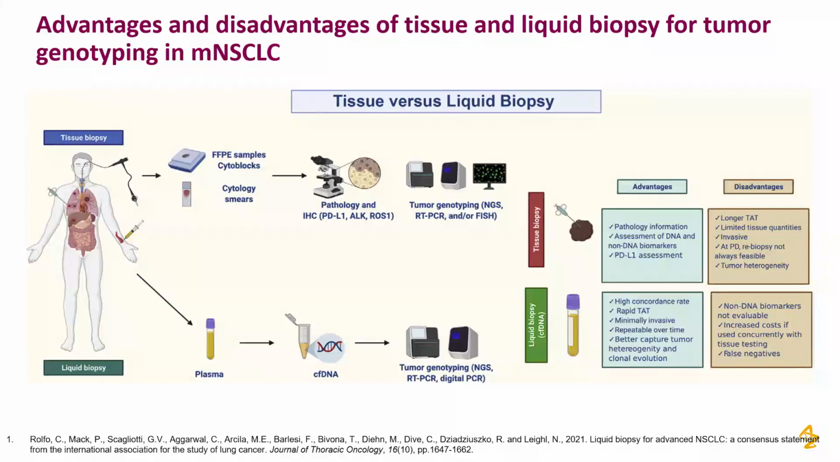The disadvantages of tissue biopsy are longer turnaround time, limited tissue quantities, and as it is an invasive test, rebiopsy at progression is very difficult, and tumor heterogeneity. Whereas liquid biopsy has advantages like rapid turnaround time, high concordance rate, minimally invasive, repeatable over time, and better capture of tumor heterogeneity and clonal evolution. The disadvantages, as I told earlier, are that it is somewhat costly, a negative test needs confirmation with tissue biopsy, non-DNA biomarkers cannot be evaluated, histological classification is not possible, and PD-L1 testing is also not possible.